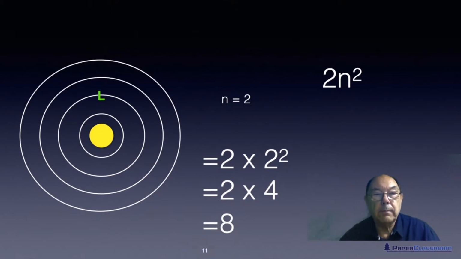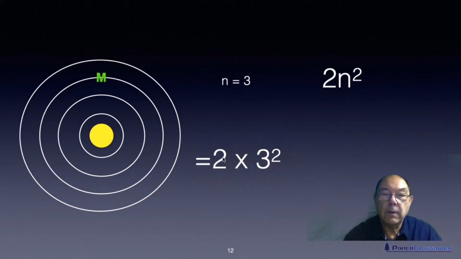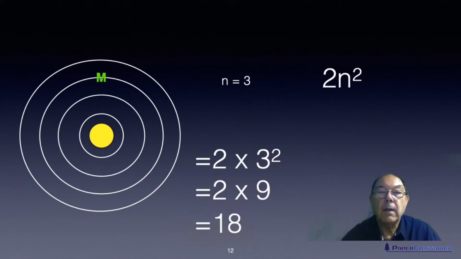If we move along to the third shell now, the M shell, so now 1, 2, 3, n equals 3. So 2 times 3 squared, 3 squared is 9, 2 times 9 is 18. So in this third shell, we can have a maximum of 18 electrons, but under our magic number system, we want 8 to give it the optimum valency.